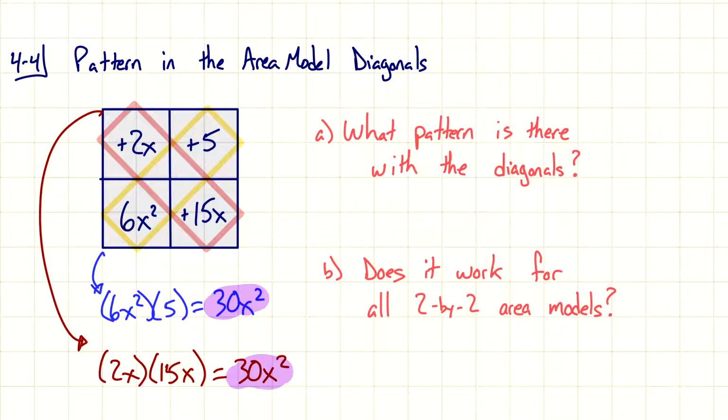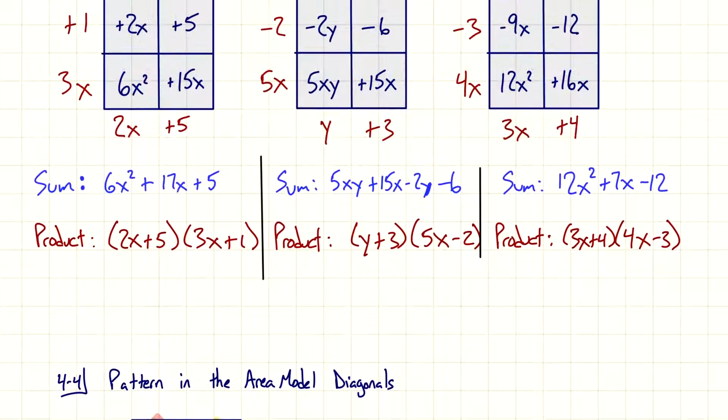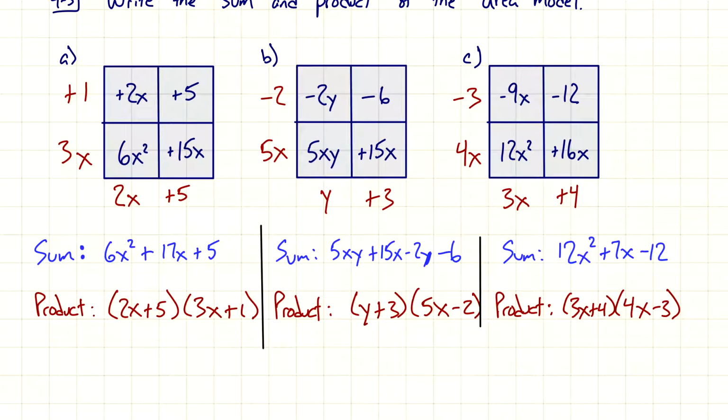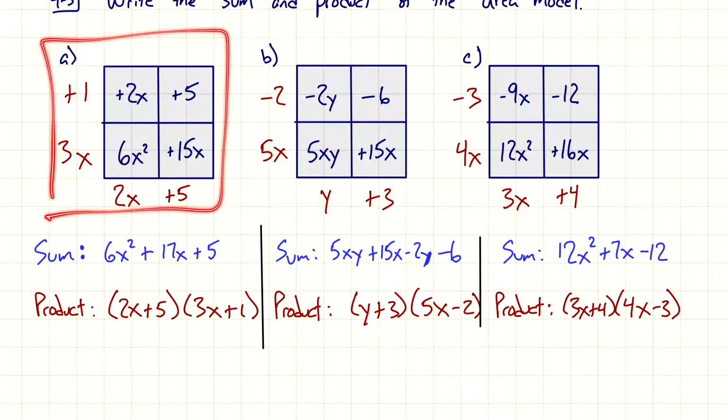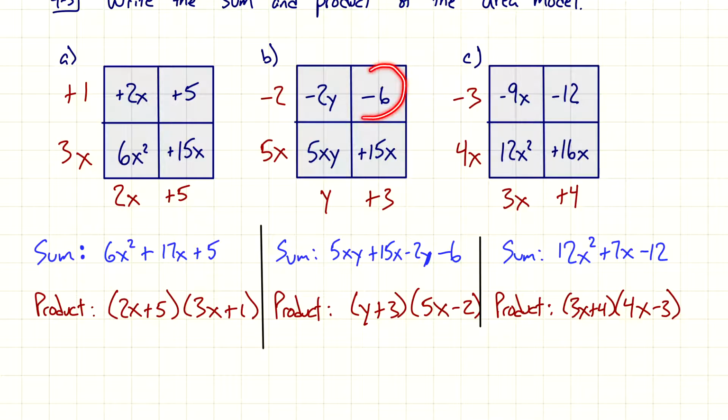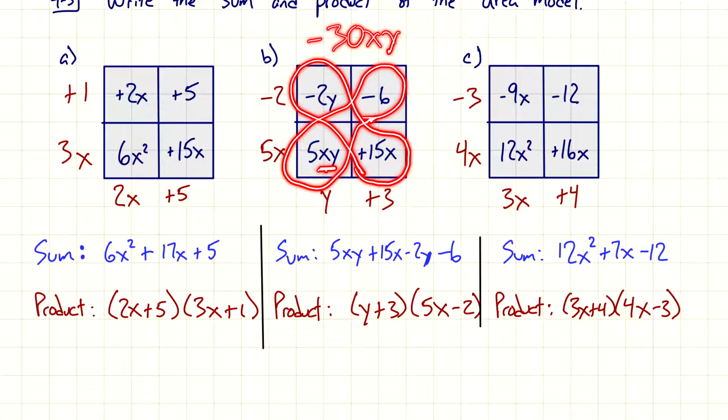Does that work for all 2x2 area models? Well, there's only one way to find out. Let's go back to our original ones, right? So this is the one we just looked at. So let's look at the others. So if I multiply 6 times 5, that gives me negative 30 with an xy. And then if I multiply 15x times negative 2y, 15 times negative 2 again is negative 30 with an x and a y on it. Wow, that worked on that one.